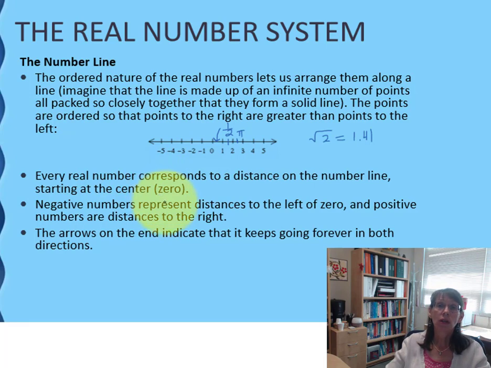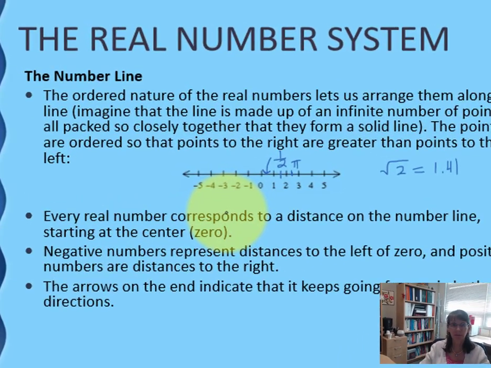If it is a positive number, it would be found to the right of 0. If it is a negative value, then it is found to the left of 0. And those are the two important points to remember about where values are found on the number line. All of these numbers are considered to be a distance from 0.